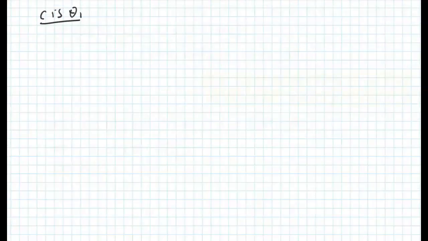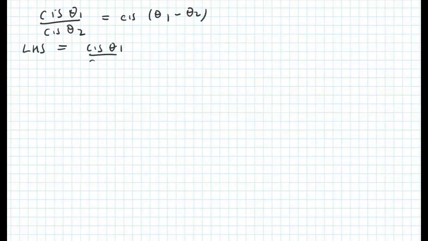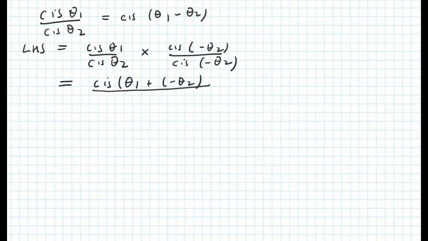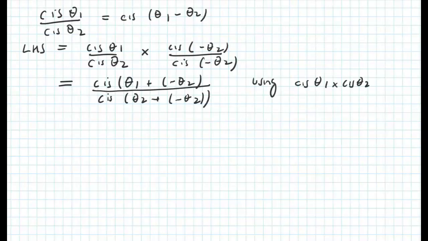So the last property we're going to prove here relates to cis theta 1 divided by cis theta 2 equals cis of theta 1 take theta 2. Focus on the left hand side. We multiply numerator and denominator by cis of minus theta 2, and we do that because that allows us to simplify the denominator. Denominator simplifies down to cis 0 in this case.